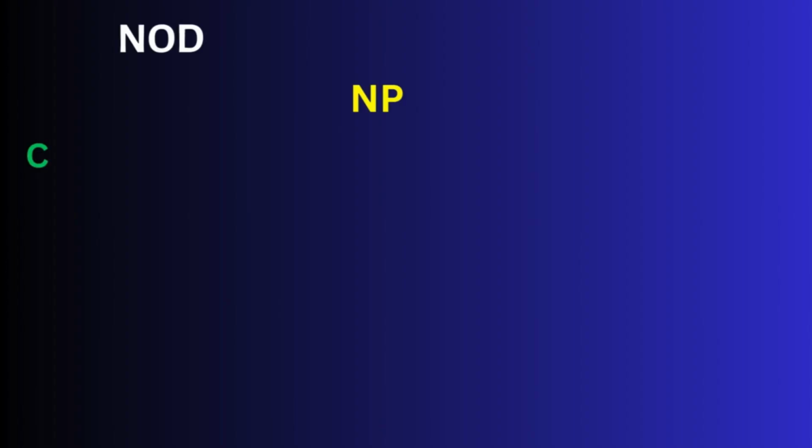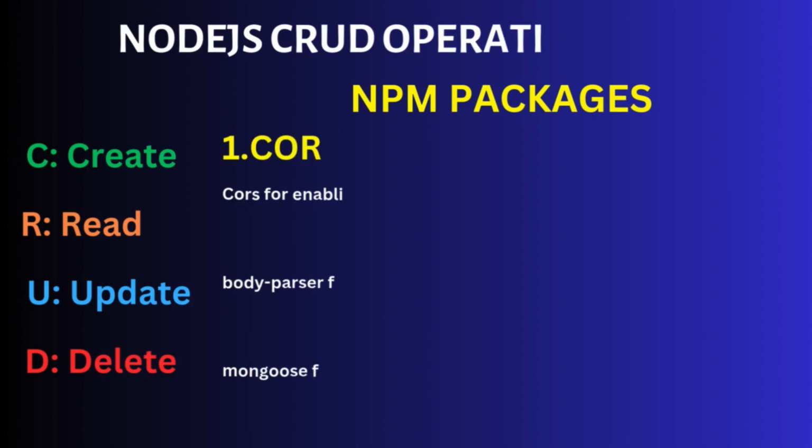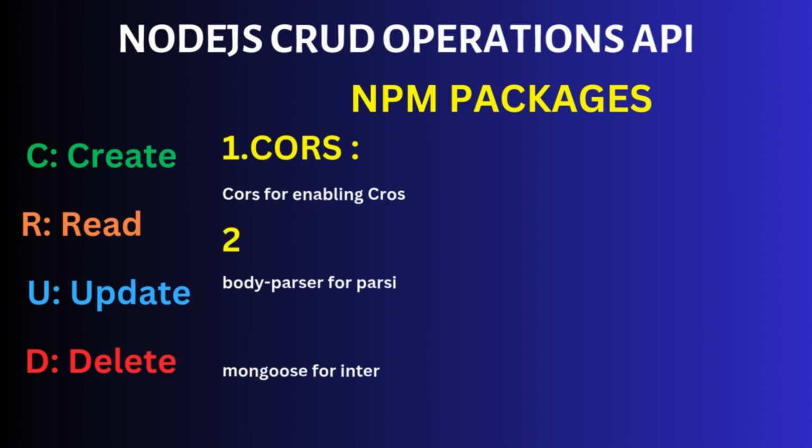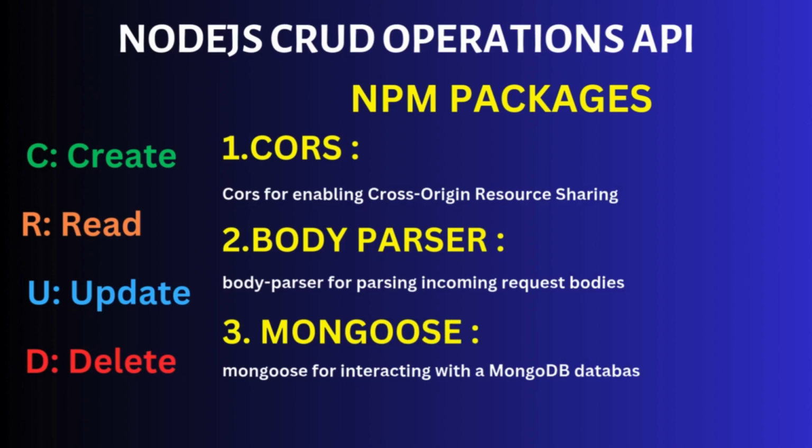In this video, we are going to learn how we can create a Node.js CRUD operations API. C stands for create, R stands for read, U stands for update, D for delete. We will be requiring npm packages. One is CORS for enabling cross-origin resource sharing. Second, body-parser for parsing incoming request bodies. Third one is Mongoose for interacting with the MongoDB database.